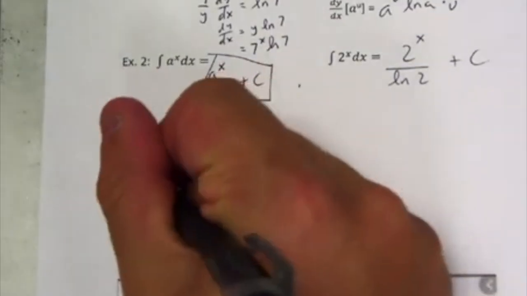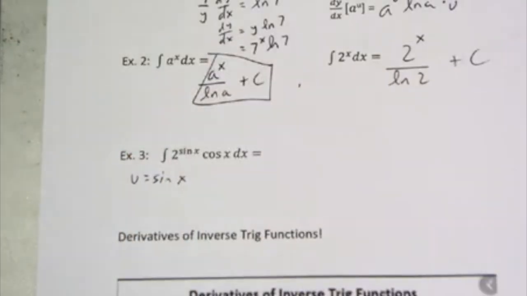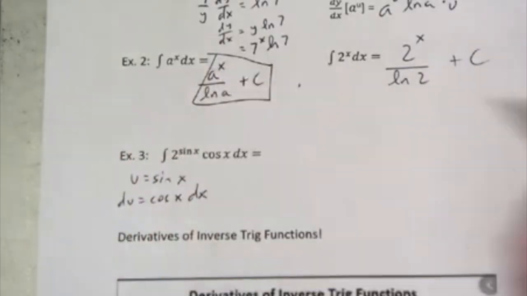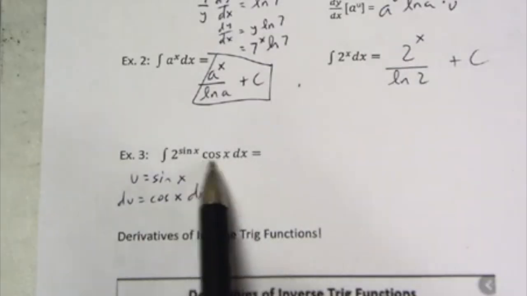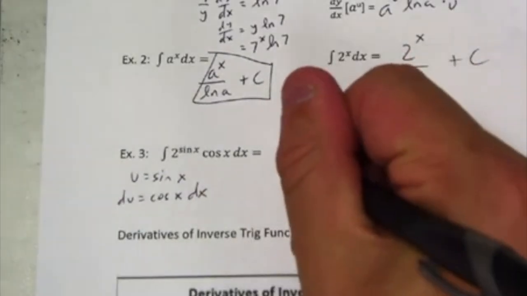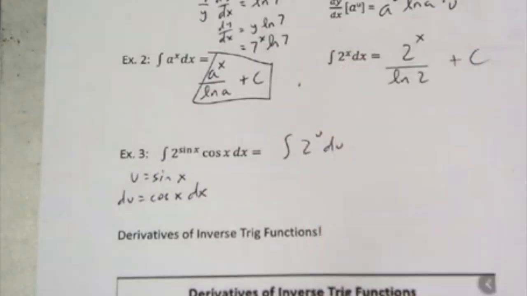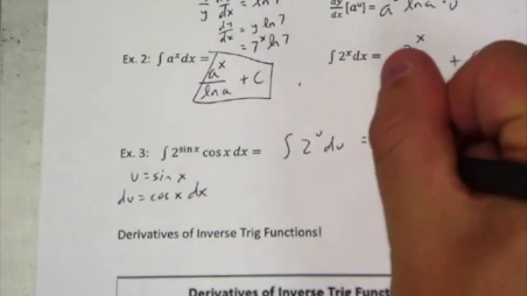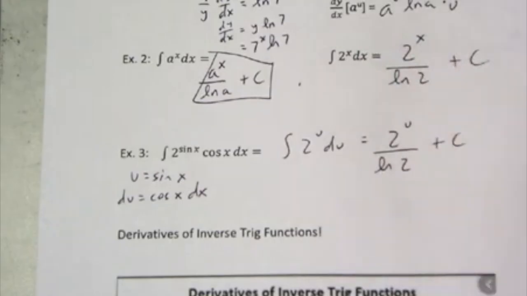So u equals sine of x, du equals cosine of x dx, which is what we're trying to replace right here. So that's our du now. So now we have the integral of 2 to the u du. And we are essentially in the same exact place as we were in the previous problem. So now the integral of this is going to be 2 to the u divided by natural log of 2 plus c, and then replace the u. So 2 to the sine of x divided by natural log of 2 plus c.